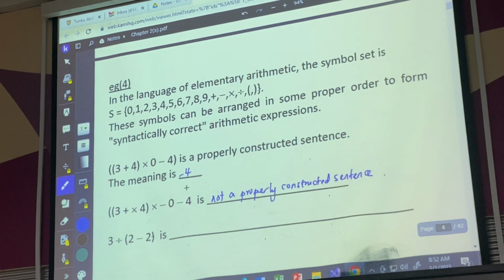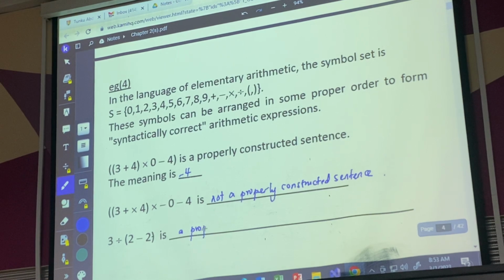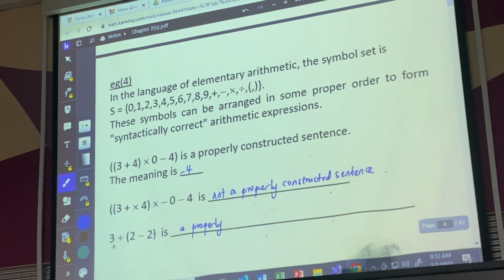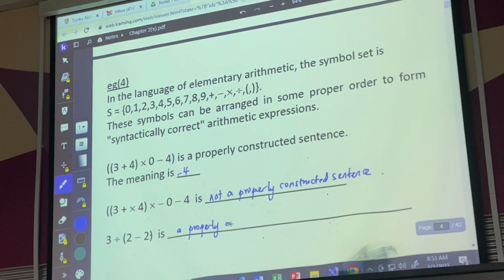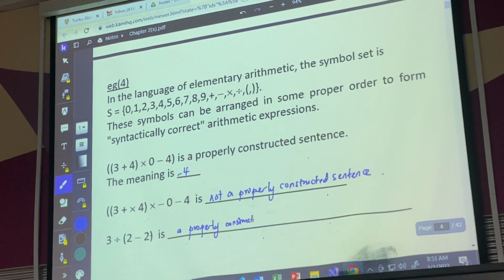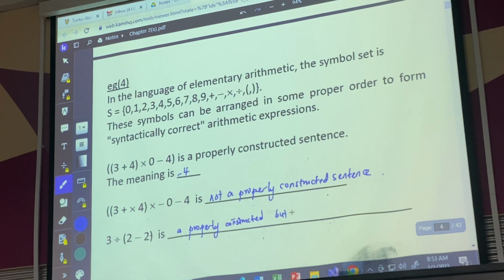How about the third one? Properly constructed sentence with no meaning. Why no meaning here? The answer is a math error. Yes. 3 divide by 2 minus 2. If you do 2 minus 2 first, you get 0, right? Okay, so you cannot get 3 divided by 0. So even though it is a properly constructed sentence, which we know that we can do the 2 minus 2 first and then 3 divides, it has no meaning.